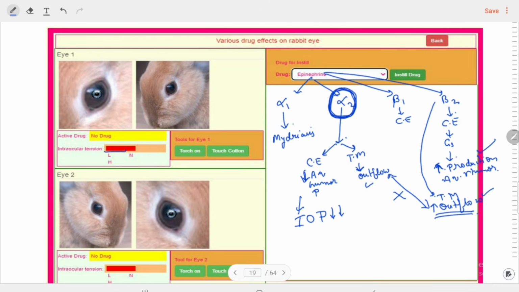What about the light reflex? Here remember one thing, we are not touching the M3 receptors. So we are not doing anything on the M3 receptors that are present in the sphincter pupillae muscles. Whenever the light comes, it will cause the contraction or the meiosis of the pupil.